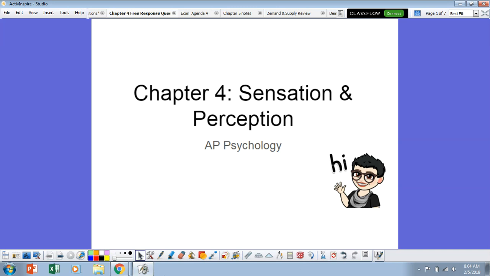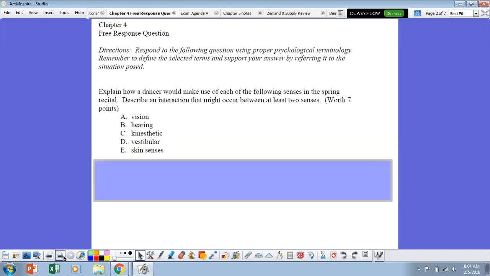So here we go. We're going to take a look at the following question. Explain how a dancer would make use of each of the following senses in a spring recital. Describe an interaction that might occur between at least two of the senses. And this item is worth roughly 7 points.